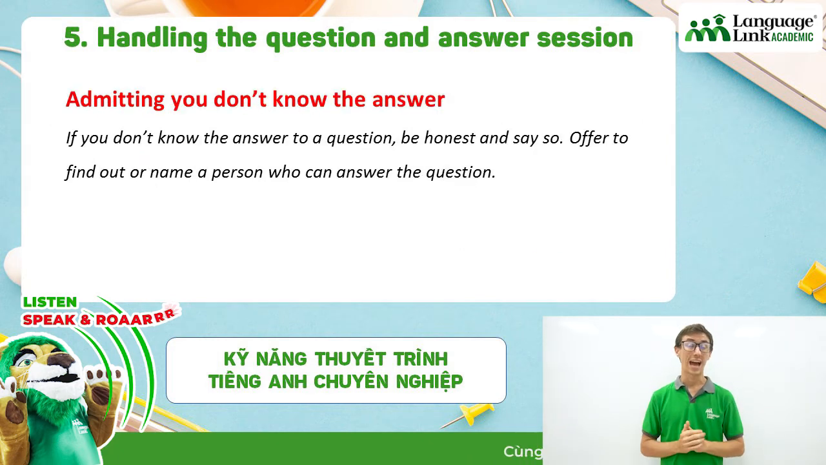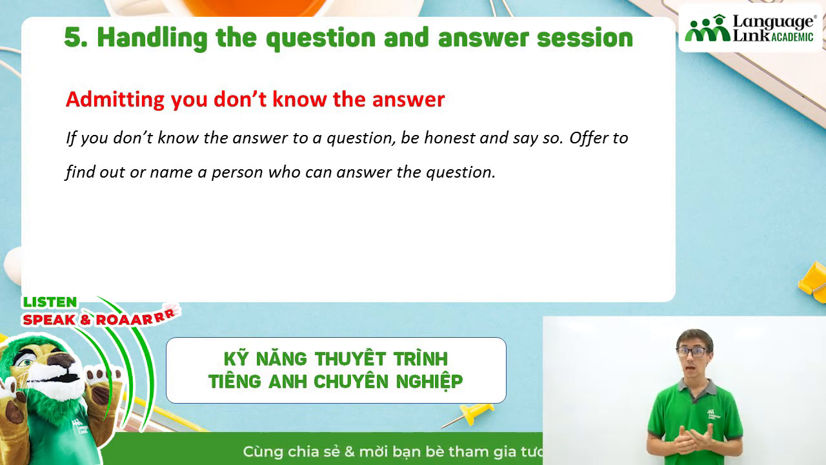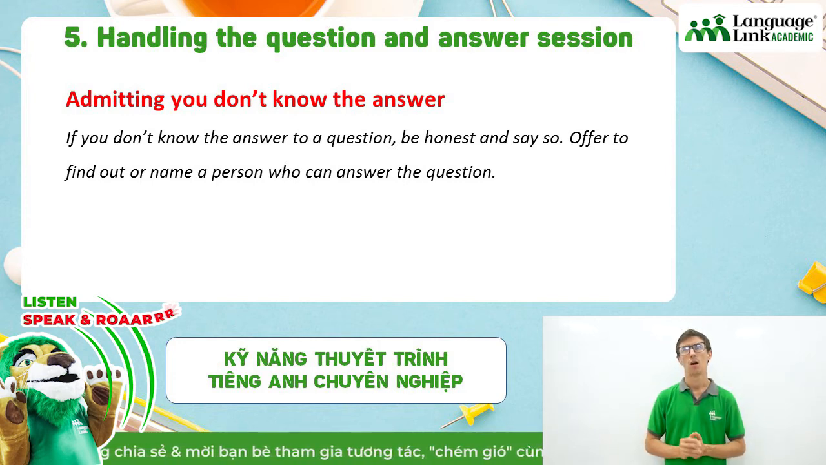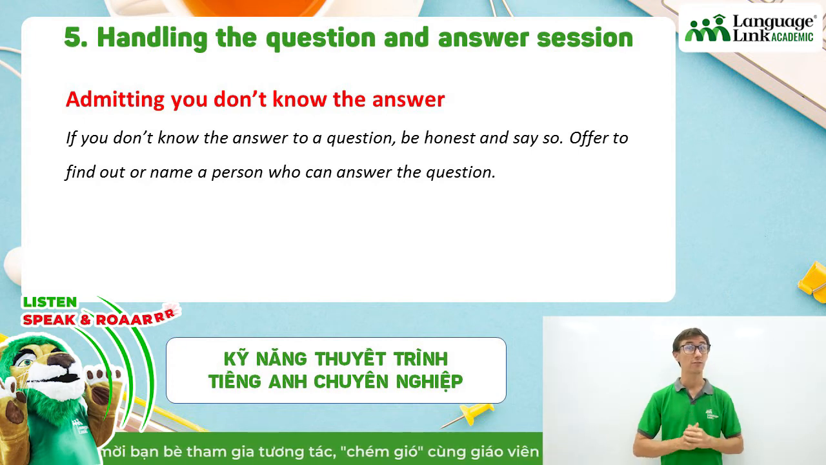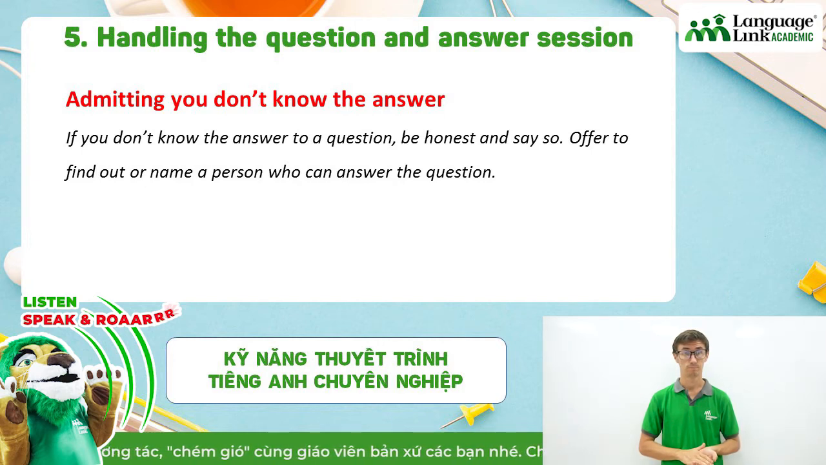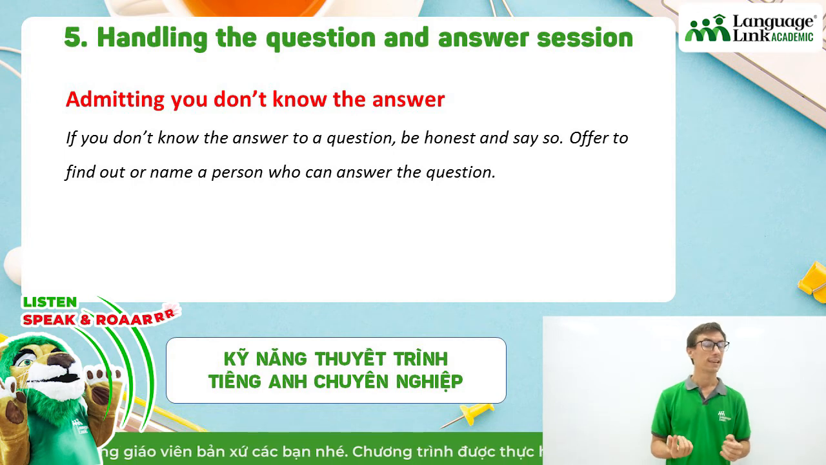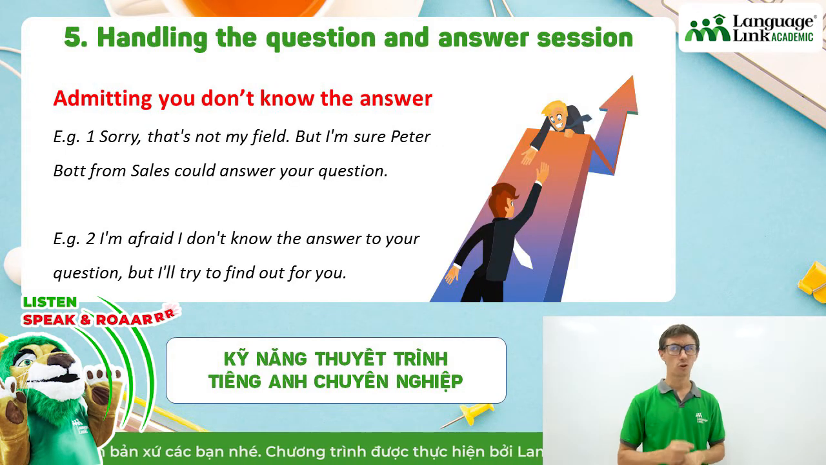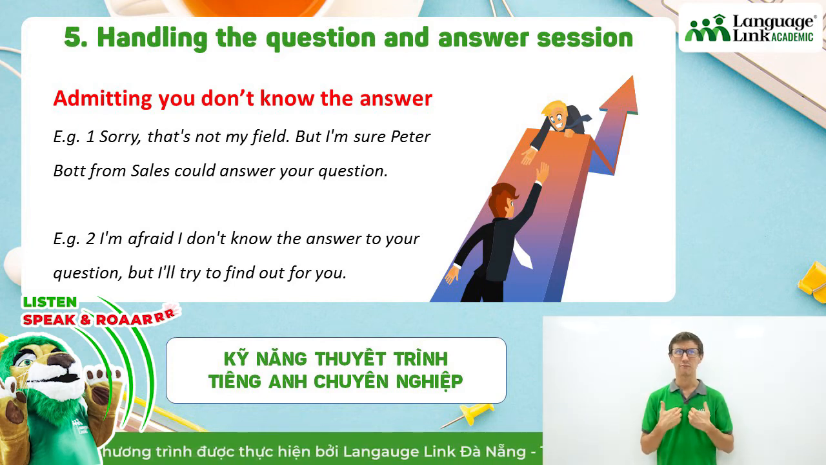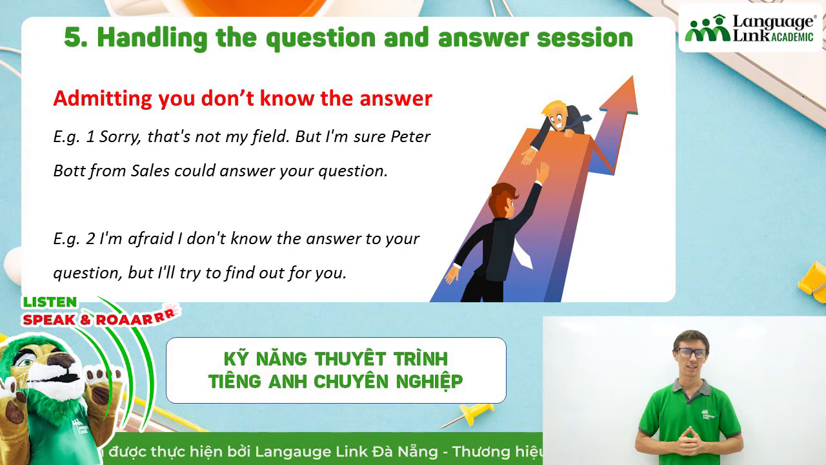Admitting you don't know the answer to a question. Well, it's important to be honest. People trust this. If you don't know the answer to a question, be honest and say so. Offer to find out, maybe after your talk, or name a person who can answer a question for you. What about saying phrases like this? "Sorry, that's not my field, but I'm sure Peter from sales could answer your question." My field in this sentence means my area in the business.